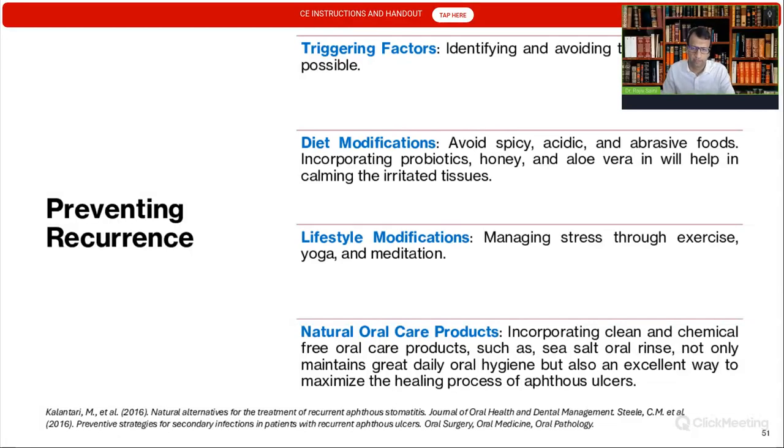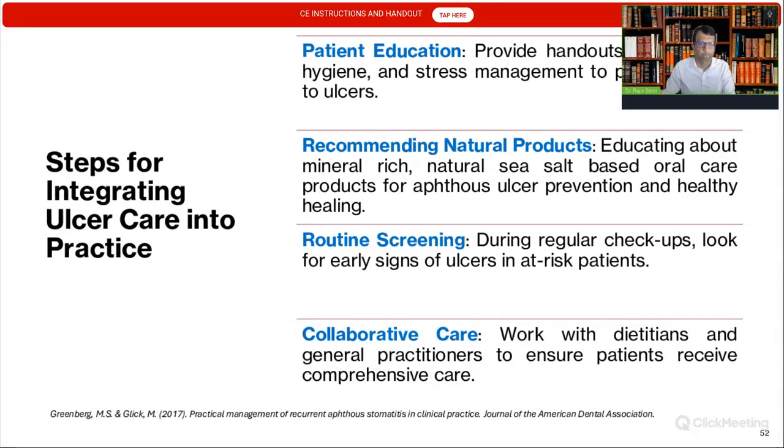There are different ways we can prevent recurrence of aphthous ulcers: by avoiding triggering factors, by diet modifications, lifestyle modifications, and using natural oral care products such as sea salt-based oral care products. That can make a huge difference in the life of a patient dealing with aphthous ulcers.